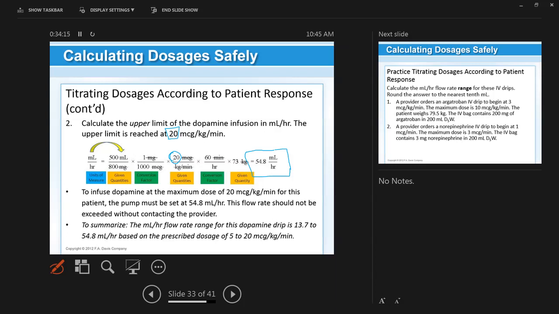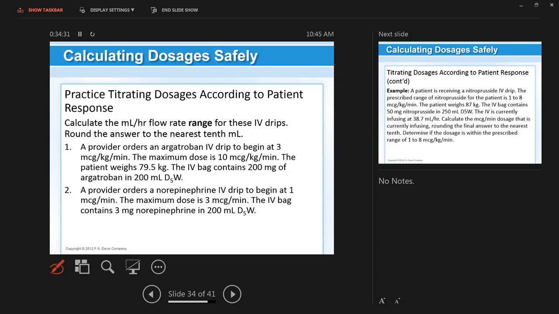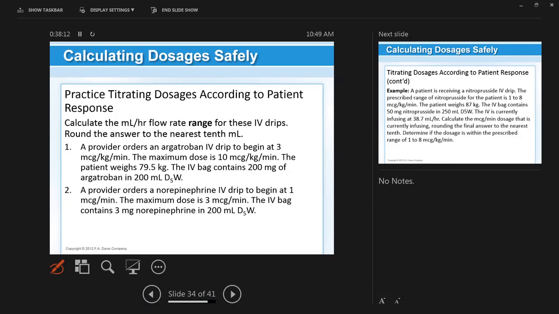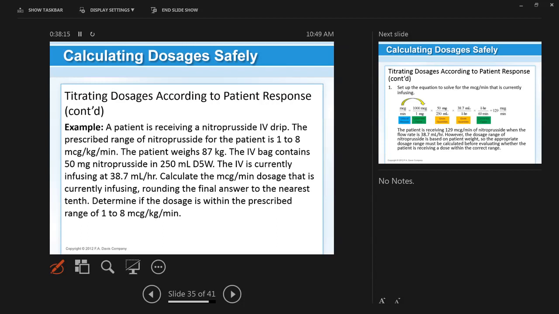What you will see in questions on the math quiz would be the client's pump is infusing at 37.2 milliliters per hour. Is this within the titrated therapeutic ordered range? And then you would be able to select yes or no. Okay, so here we have some additional practice questions for you. And then we have another example.